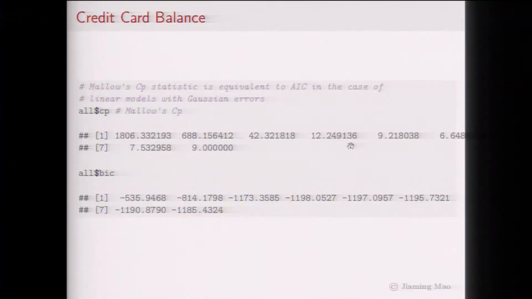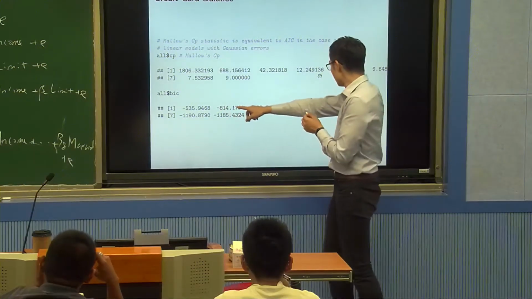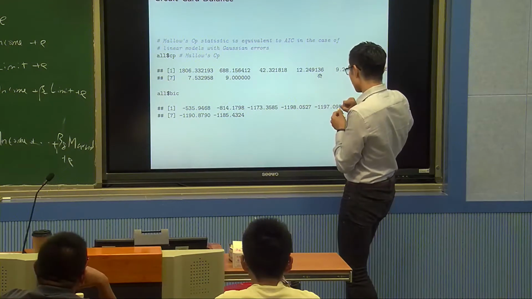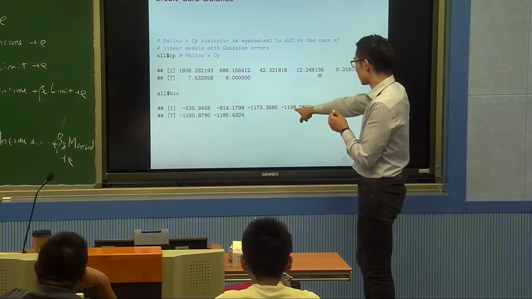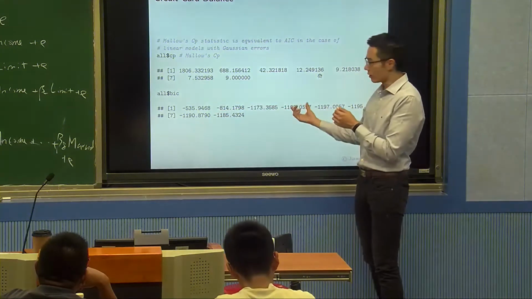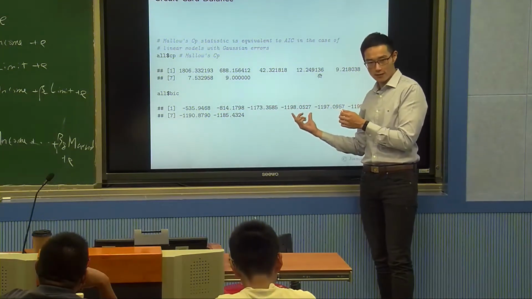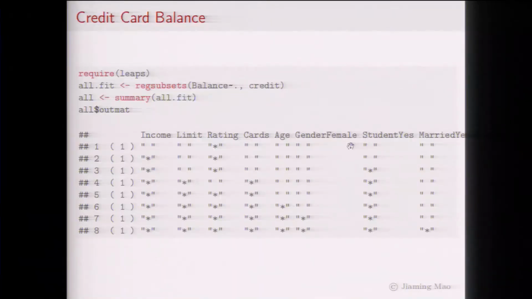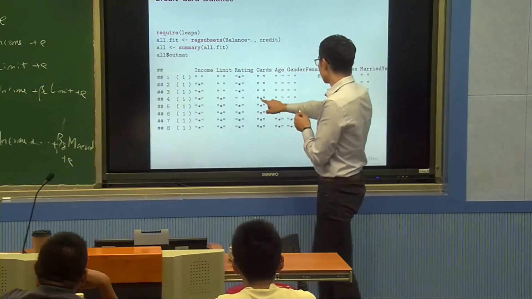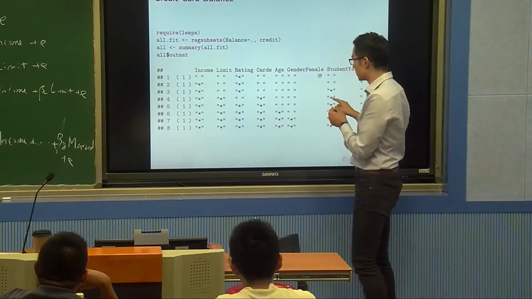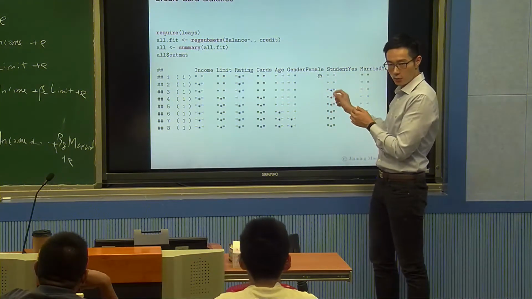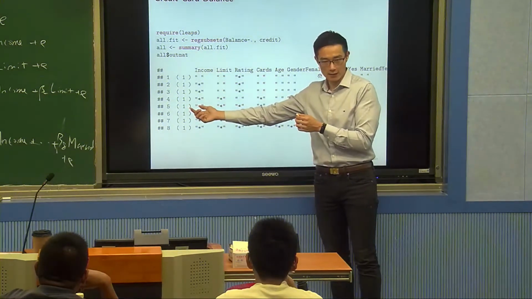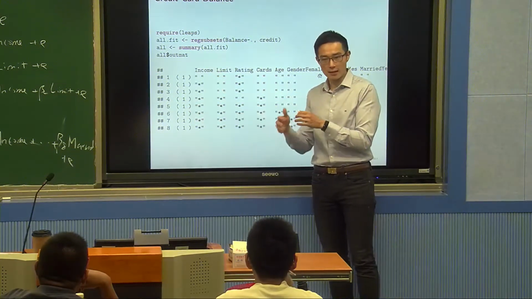Now, what about BIC? If we look at BIC, 1, 2, 3, 4, 5, 6. Which one is the 5? No, this one, 4. Okay, so the fourth model is the best. It's the smallest BIC, which means that BIC gives us 4 variables: income, limit, card, and student, yes or no. Student status. So that's the model given by BIC. BIC selects a smaller model.